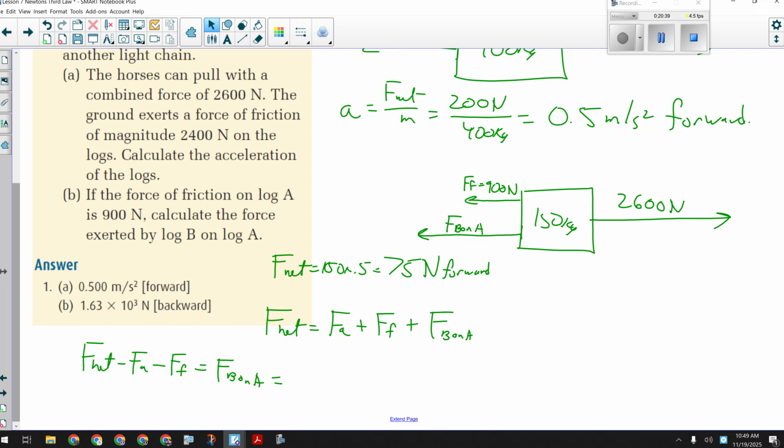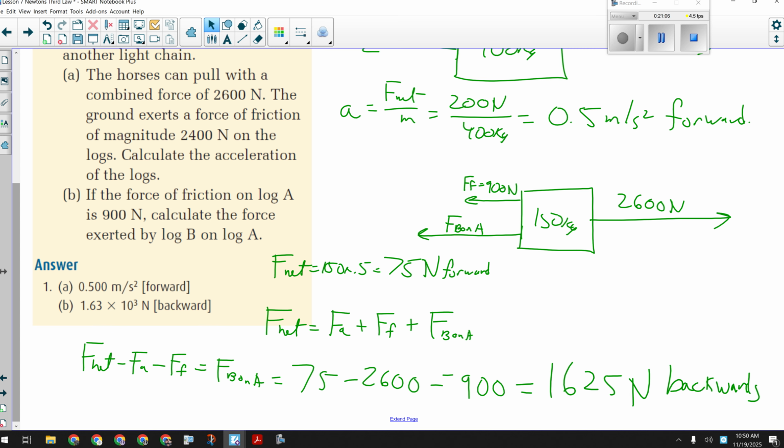The 75 newtons is positive. So is the 2600 newtons. So I'm actually subtracting a positive number there. And then I am subtracting negative 900 newtons, the force of friction. And if I do that, that comes out to 1,625 newtons, I believe, backwards. But there's only 3 significant digits. So 1.63 times 10 to the 3 newtons back.